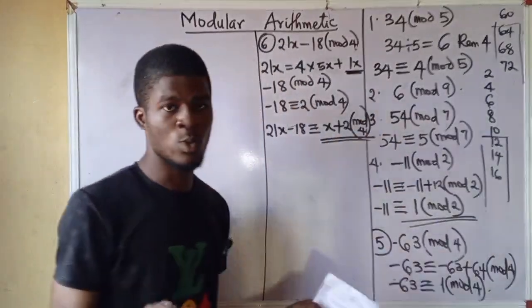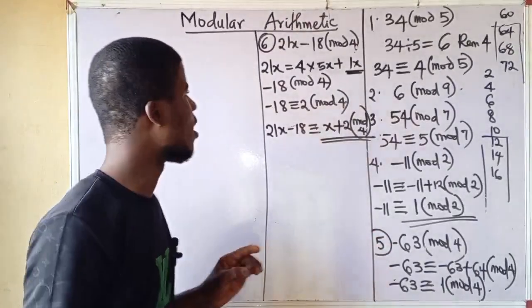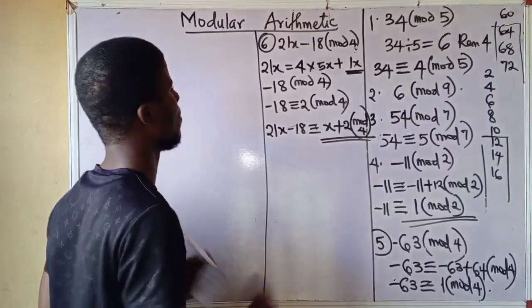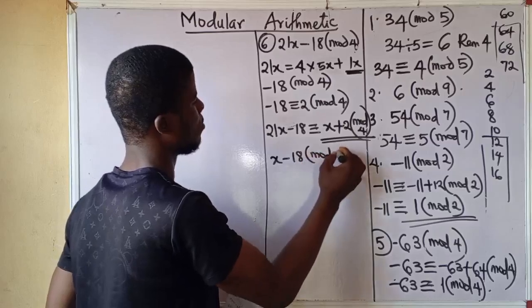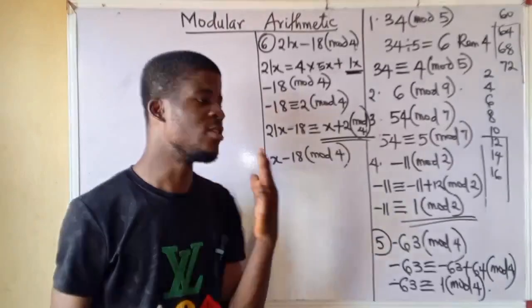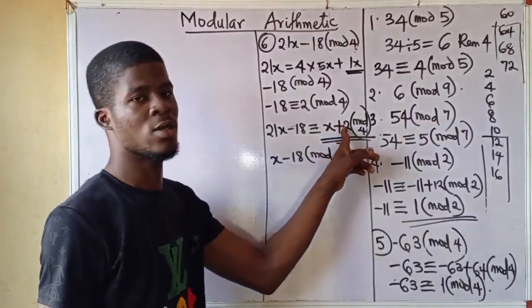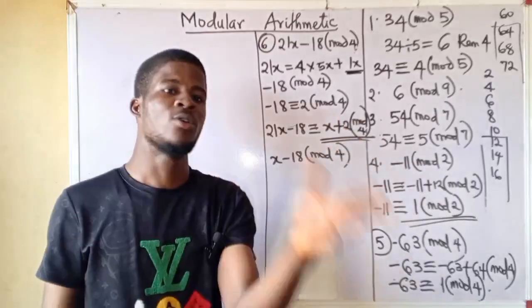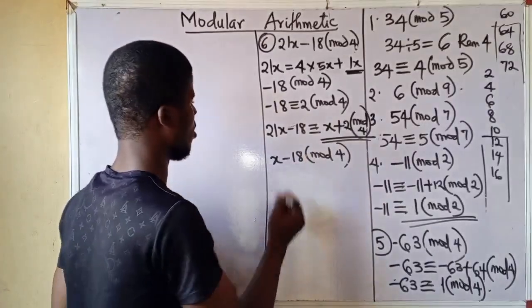Just so you know, some textbooks actually leave their answer in this form: x minus 18 modulo 4. Yes, they didn't simplify this. So we got x plus 2, and some resources will say x minus 18. This is also correct anyways.